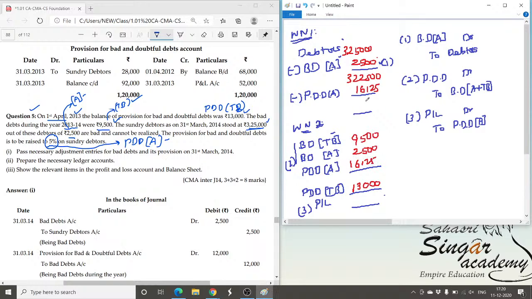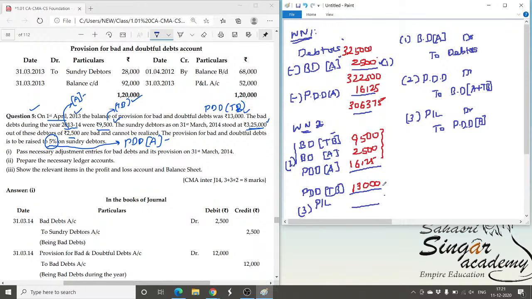Now, let me finish up this part. 3,22,500 minus 16,125. The answer is 3,06,375. And then here you have to add all these things and subtract 13,000 from the summed up value.